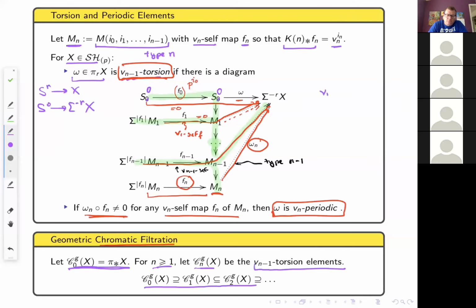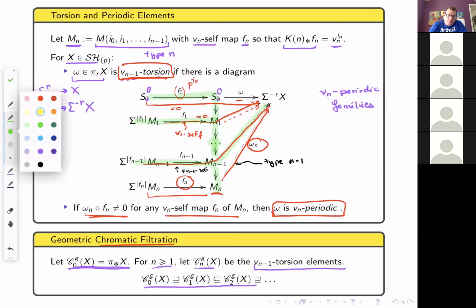You'll hear about something that people call Vn periodic families. Okay, and I want to sort of tell you how this happens, what this is. So I'm going to highlight this part of the diagram. Okay, so that's going to appear.